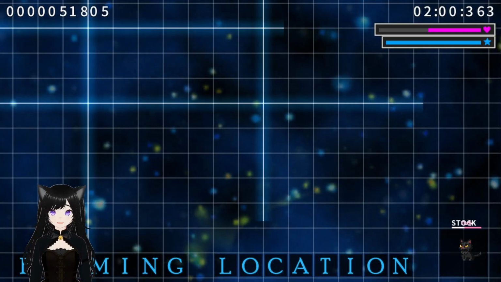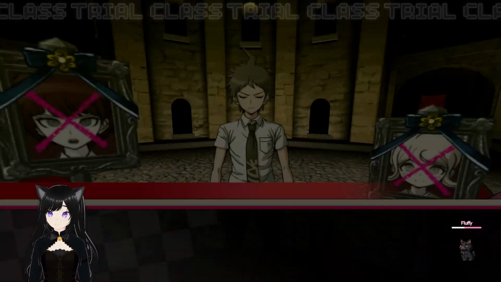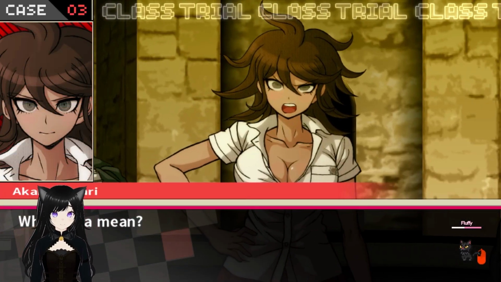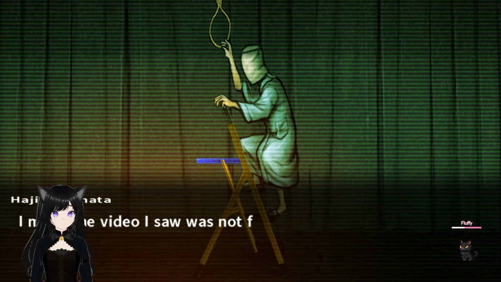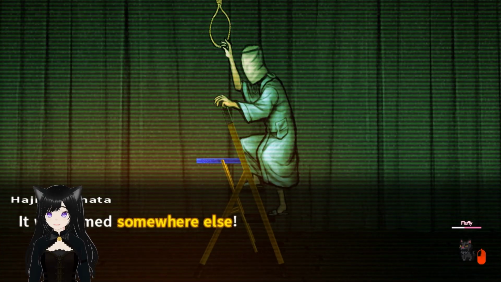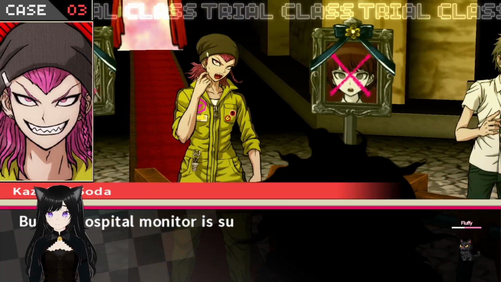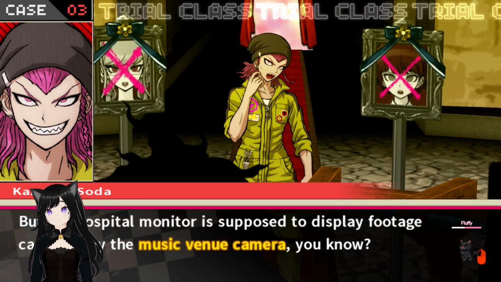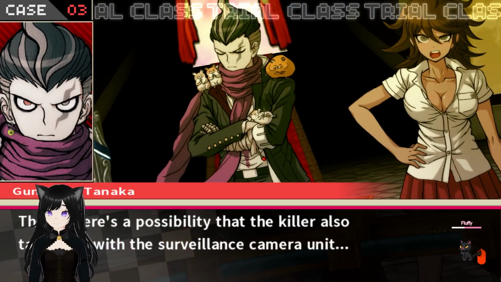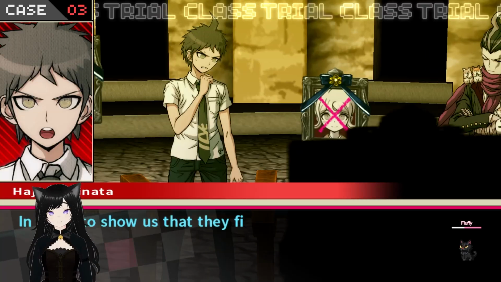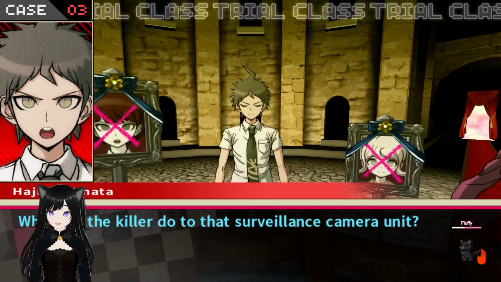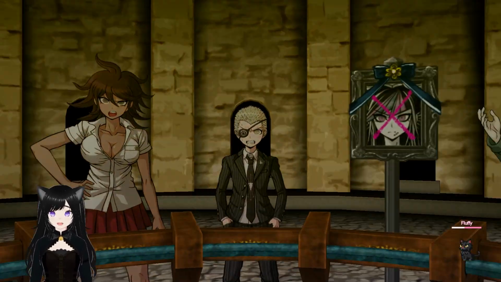It didn't take place there, right? They moved it somewhere else. Besides the stepladder, the filming location must have been different too. Hey. What do you mean? I mean, the video I saw was not filmed at the music venue. Yeah, okay. It looks filmed somewhere else. But the hospital monitor is supposed to display footage captured by the music venue camera, you know? Unless they moved it, then maybe? There's a possibility that the killer also tampered with the surveillance camera unit. Right? In order to show us they filmed the video at the music venue instead of somewhere else, what did the killer do to that surveillance camera unit? They smashed it, right?